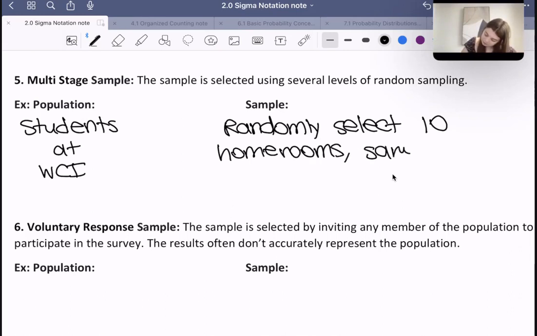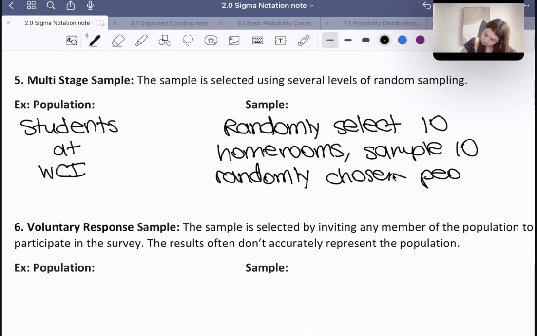and then we sample 10 randomly chosen people from each, right? This is kind of like cluster sampling, except with cluster sampling, we would sample everybody from a specific cluster or from specific clusters. In this case, we're randomly selecting some clusters, and then we're randomly selecting some people from each cluster. So it's sort of a mix, so to speak, of cluster and stratified sampling as well. It's where we have different stages of sampling rather than just doing one stage and calling it good.